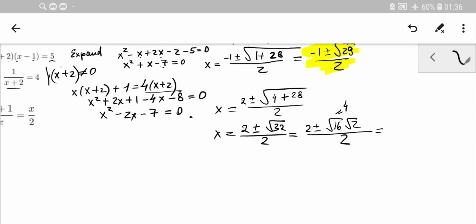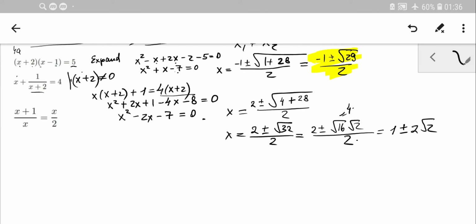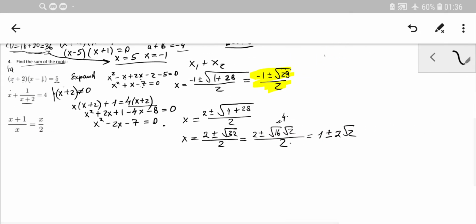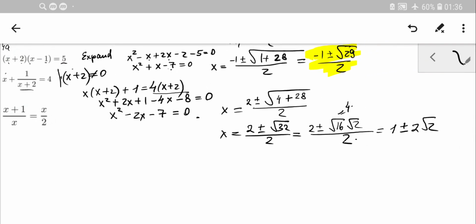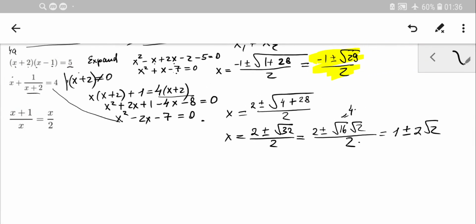And let's divide both parts by 2. We'll get 1 plus minus 4 by 2 is 2. So 2 square root of 2. Okay, that's how it works. All right, so let's move next. That's the answer for that one. That's the final answer here.